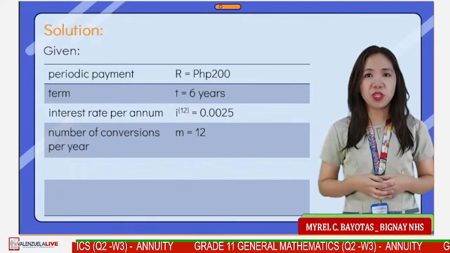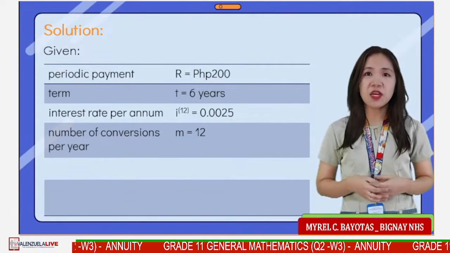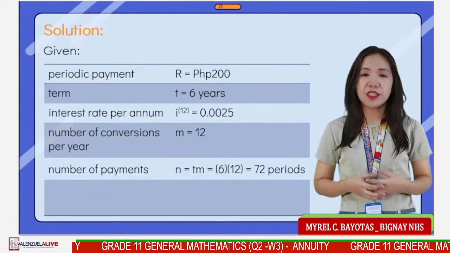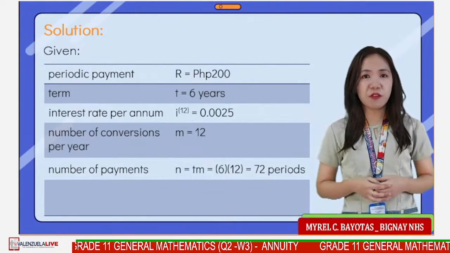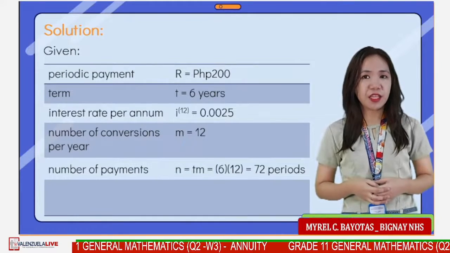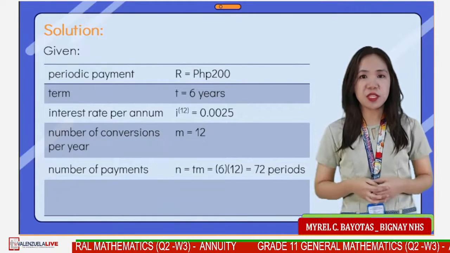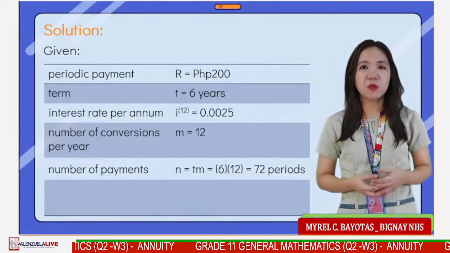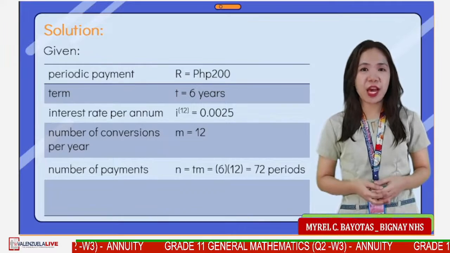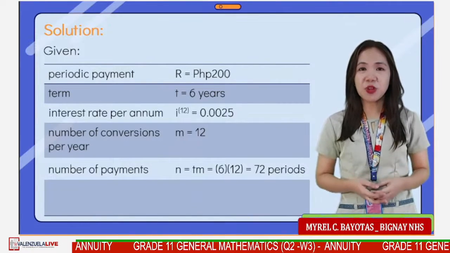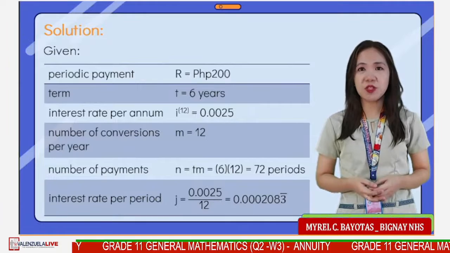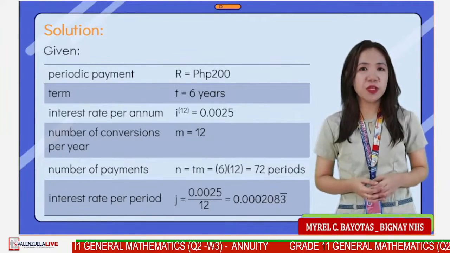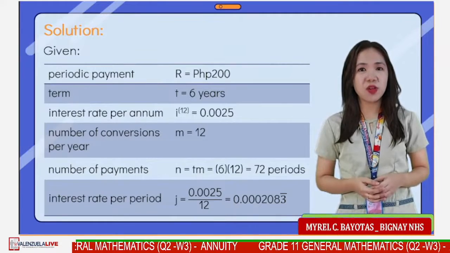And since it will be done consistently for 6 years, the number of payments is N equals T times M. That is, term times the number of conversions per year. N equals 6 times 12, which is 72. Finally, to get the interest rate per period, we use the formula J equals I over M. By substitution, J equals 0.0025 over 12. Therefore, J equals 0.0002083.